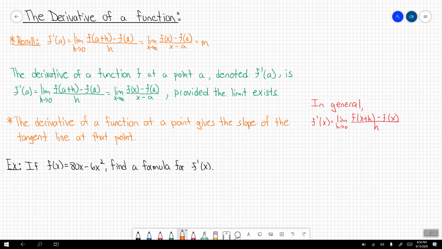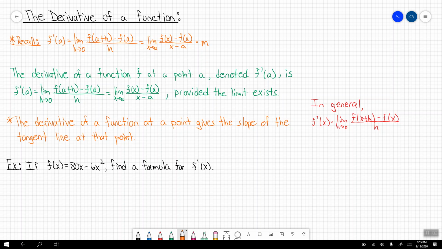Now, in this particular lesson, we're going to keep elaborating on that. And the way we're going to do that is to look a little bit further and start extracting what a derivative is. So for this portion, the derivative of a function f at a point a, denoted by f prime at a, is this given function. This given function is still the exact same function that we were working with in the previous section. It's still the slope of the tangent line for the given function f of x at the point a. And this works provided the limit exists.